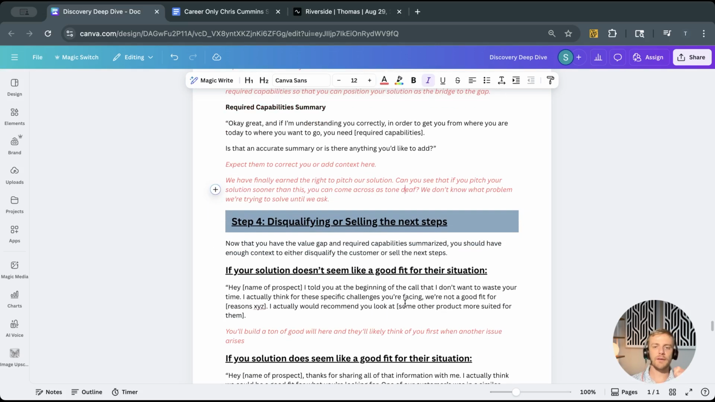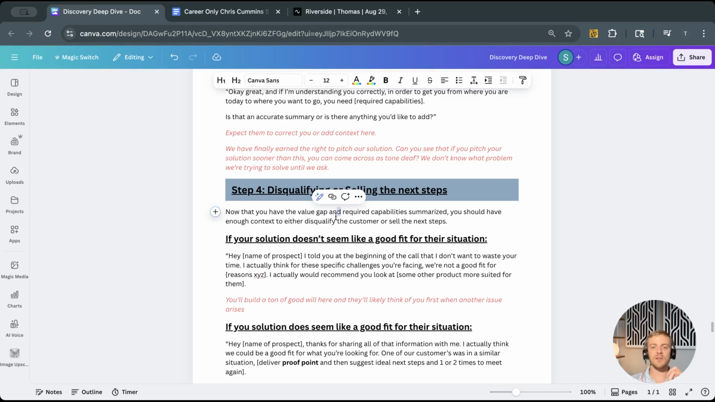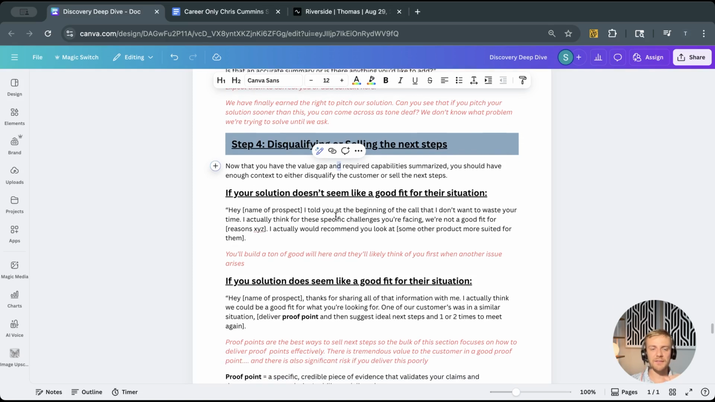Okay, disqualifying or selling next steps. Now that you have the value gap and the required capability summarized, you should have enough context to either disqualify the customer or sell the next steps. If you're not sure, then try to get next steps. You'll become more and more confident as you go on. But as a side note, that's why in discovery calls, it's often nice to have a solutions engineer because they help a lot in that situation.